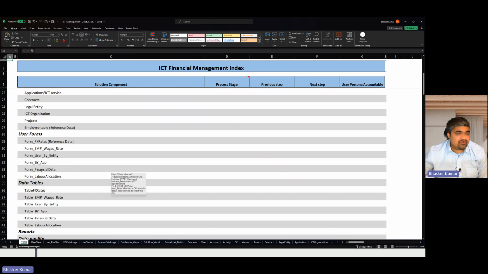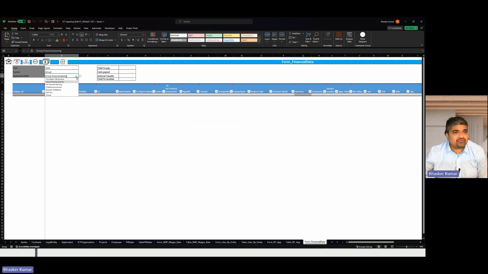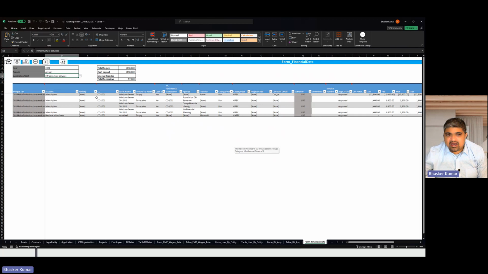Then the main form is the financial data form. Here you can enter your data. Let's say I am the head of infrastructure services. Here I have a cost that the group DB service is going to pay to me because I run a service which they consume, and the asset is Windows Server. Similarly, other applications will pay to me.